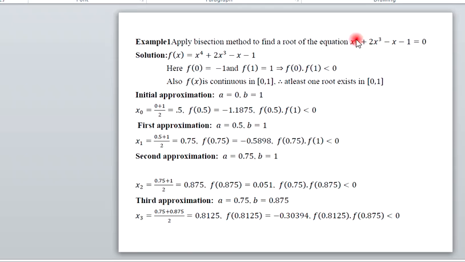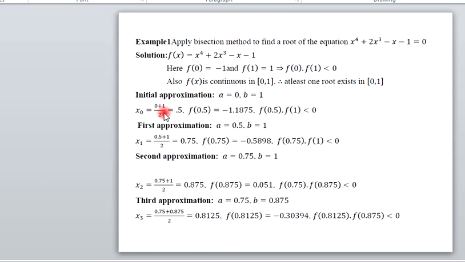Here we have taken an example. This is my f(x). First we have to start from 0, to see whether the functional value at 0 is positive or negative. So f(0) is negative and f(1) is positive. If f(1) were negative, we could never say that a root lies between 0 and 1. Since f(1) is positive, it satisfies f(0)·f(1) less than 0, that means f(x) is continuous in this interval and at least one root exists in this given interval.